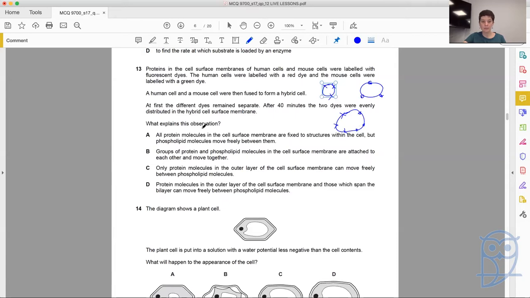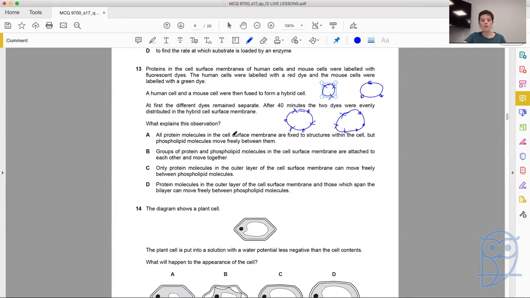What's going to happen? At first, the different dyes remain separate, like we've drawn here. After 40 minutes, the two dyes were evenly distributed in the hybrid cell surface membrane. So now we've got it like this. What explains this observation?